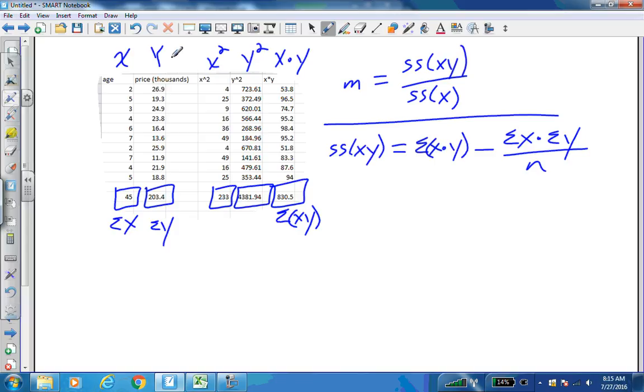When we refer to a data point, we mean an ordered pair. So we have 1, 2, 3, 4, 5, 6, 7, 8, 9, 10 ordered pairs, so 10 data points. So our sum of the squares of xy is 830.5 minus the product of 45 times 203.4, over 10.